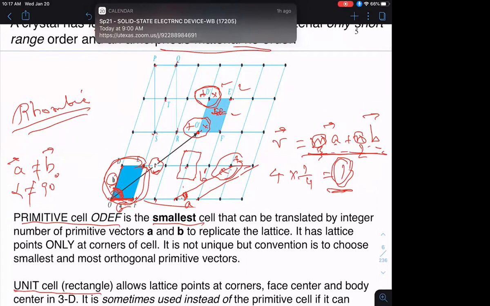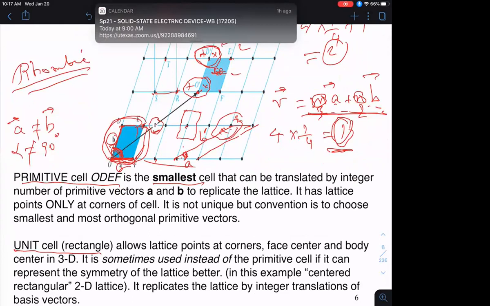So now in this structure, PQRS, you get 4 times 1/4 plus the one in the middle. So you have 2 lattice points. So that's clearly not a primitive cell. But this structure is a rectangle, right? And in terms of doing math and stuff like that, it's obviously easier to deal with rectangles or squares or cubes rather than things like rhombuses and so on and so forth, okay?